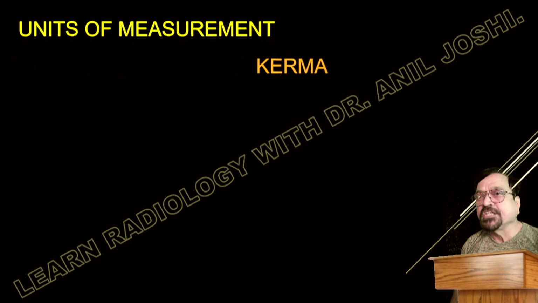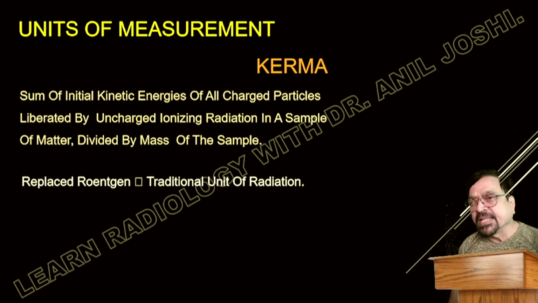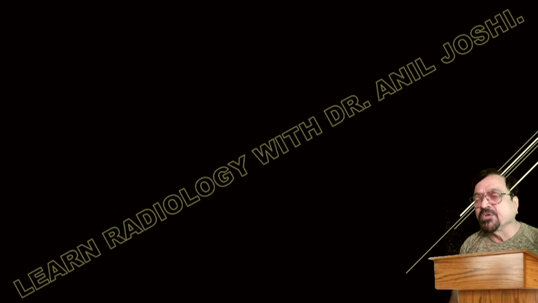Now, continuing with kerma: the sum of the kinetic energies of all the charged particles liberated by uncharged ionizing radiation in a sample of matter, divided by the mass of that matter, gives you kerma. It has replaced Roentgen, a traditional unit of radiation.